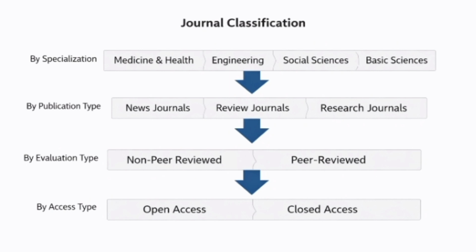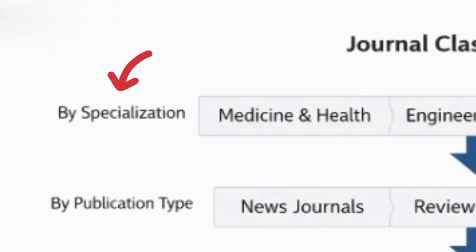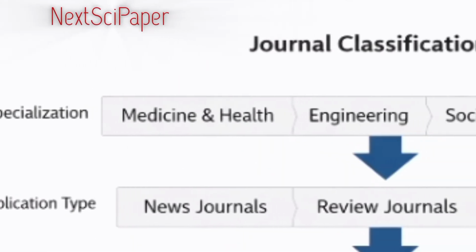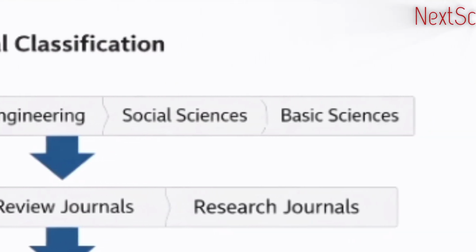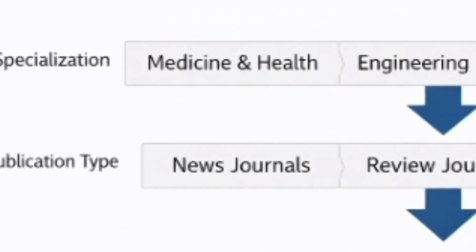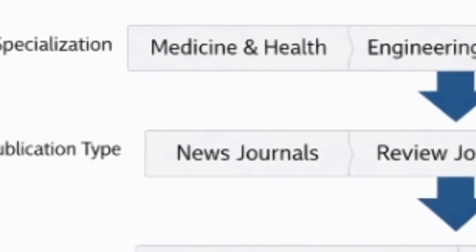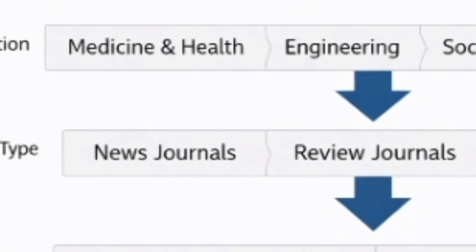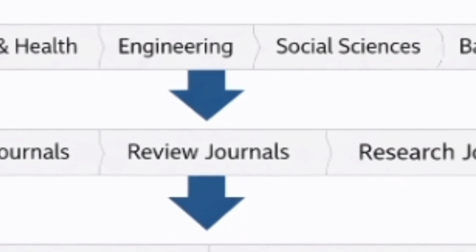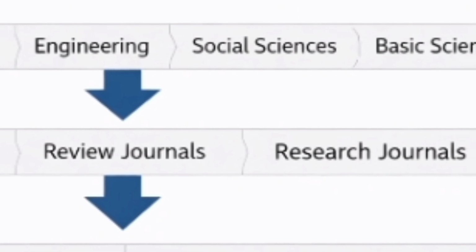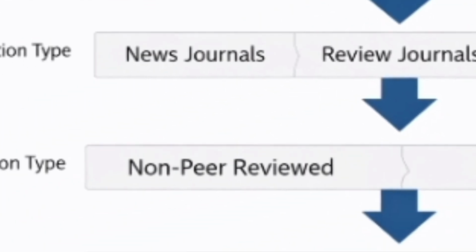Journals are usually categorized based on different criteria. For example, based on their subject area, they fall into 4 major groups: medical, engineering, social sciences, and basic sciences. They can also be categorized by publication type. Some are news-style journals that don't focus on peer-reviewed research and mostly share scientific updates. Some are review journals that publish review articles. And some are research journals that publish original scientific studies.